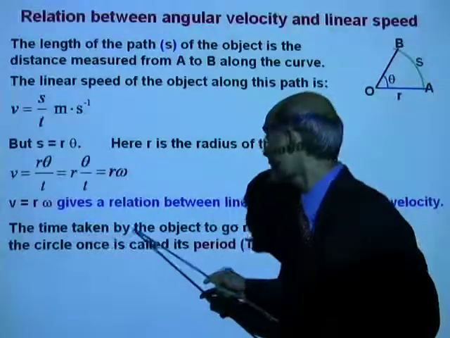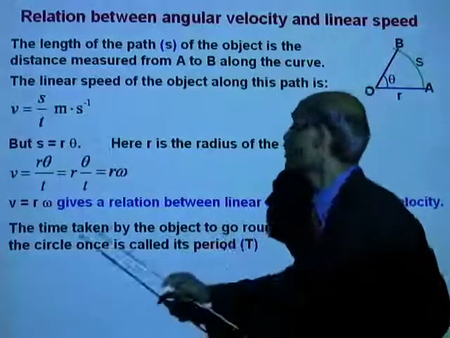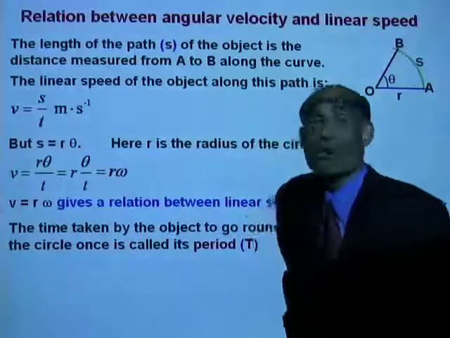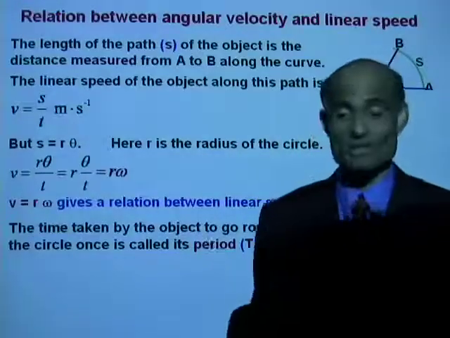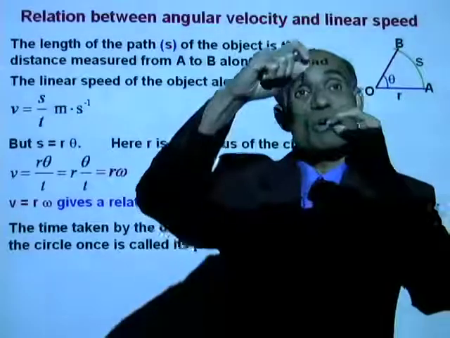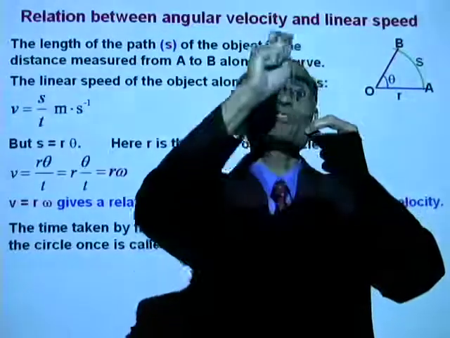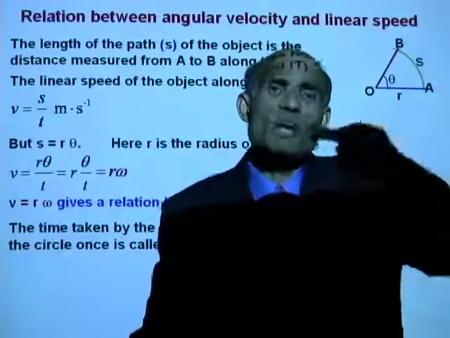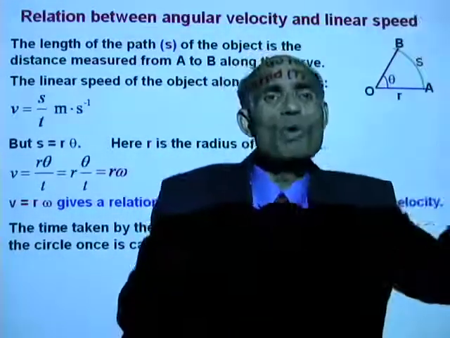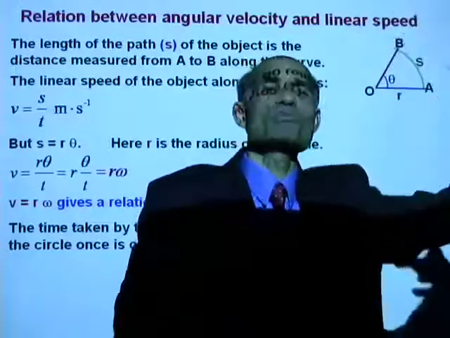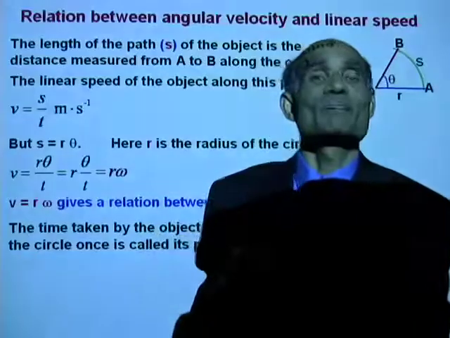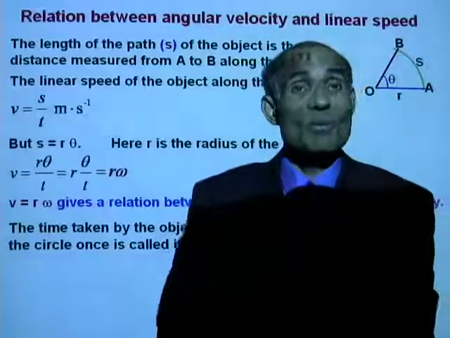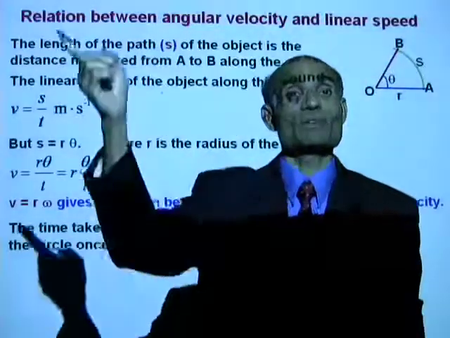Now, the time taken by the object to go round the circle once is called the period of motion. The time taken to go round once is called the period. Tell me, what is the period of the moon? The time taken for the moon to go round the earth once. It's about 29 days. What is the period of the earth?